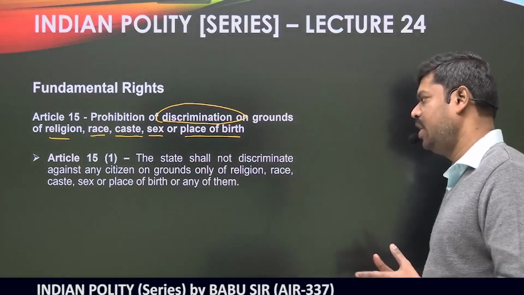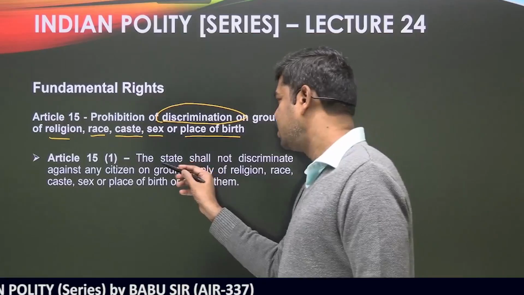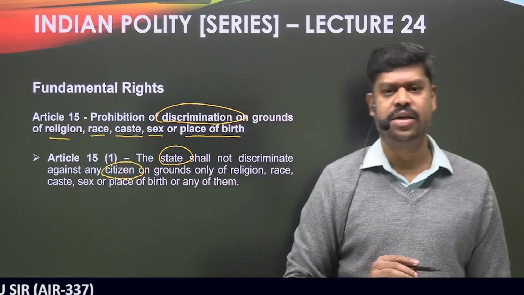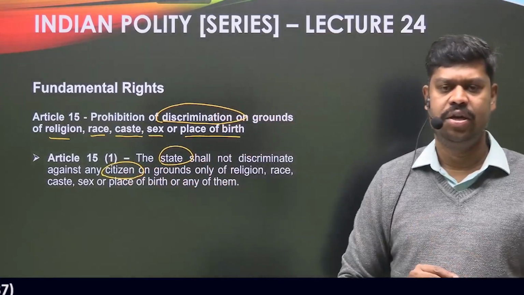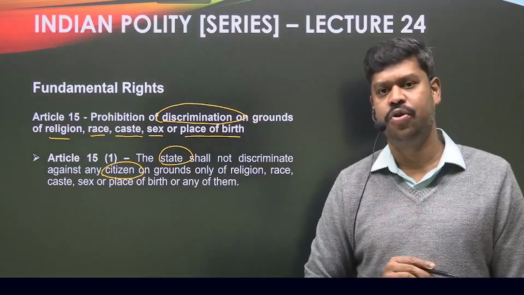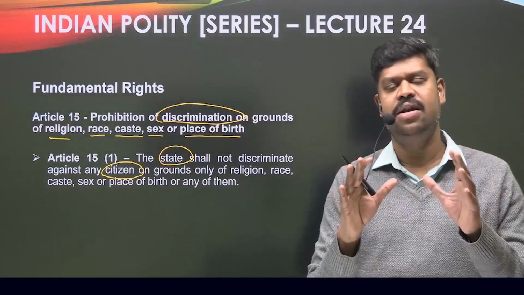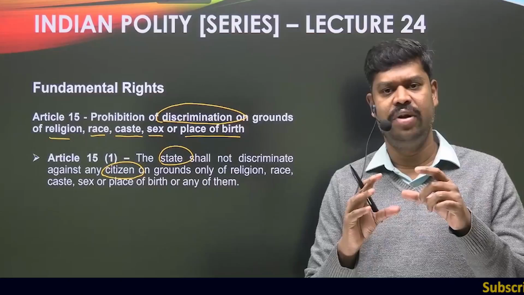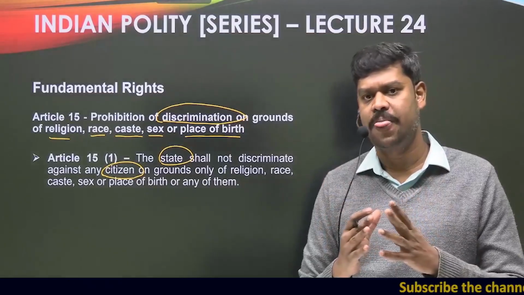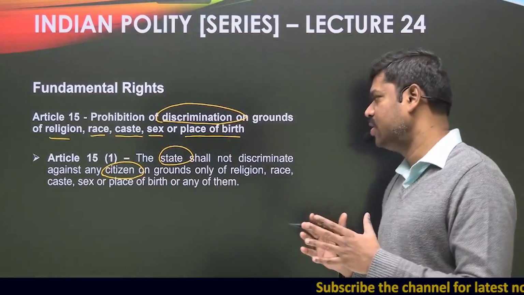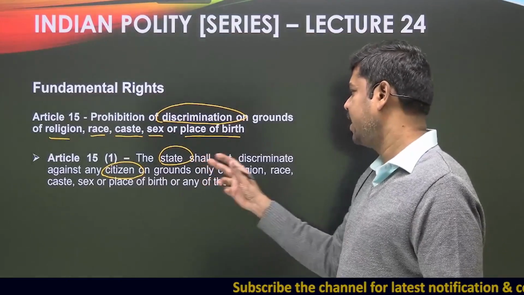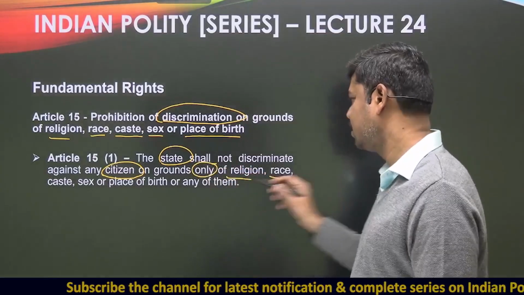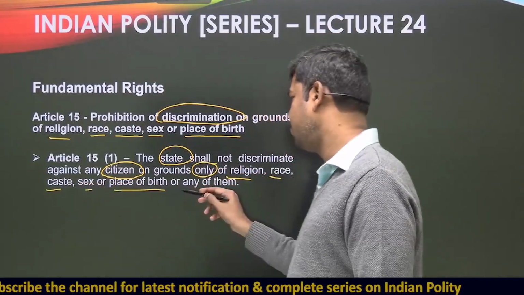What does Article 15 clause 1 of the Constitution say? The state shall not discriminate against any citizen, because whenever you read the fundamental rights, there are certain keywords that you'll have to take into account, and these keywords are very important for you to understand what exactly that particular right is. Is that right only against the state? Is that right only for the citizens? You will get that understanding only when you read all these keywords. So what is Article 15 clause 1 saying? It says the state shall not discriminate against any citizens on the grounds only of religion, race, caste, sex or place of birth or any of them.